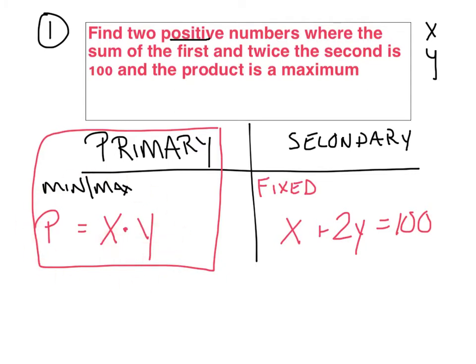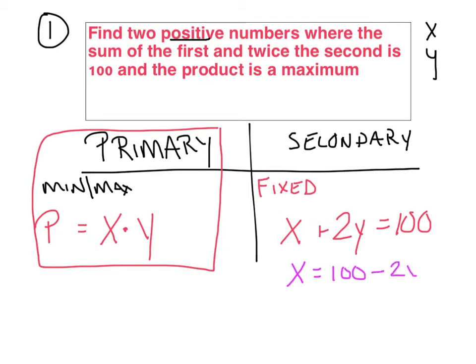So all I do is I go to my fixed equation and I solve for the easier variable. If you want to make it more complicated and solve for the harder one, that's your choice, but common sense says solve for the easier one. To get x by itself, I just have to subtract 2y. If I wanted to get y, I'd have to subtract and divide by 2, creating a fraction. So I'm going to simply solve this for x because that's easier.